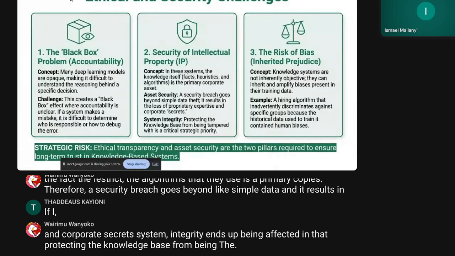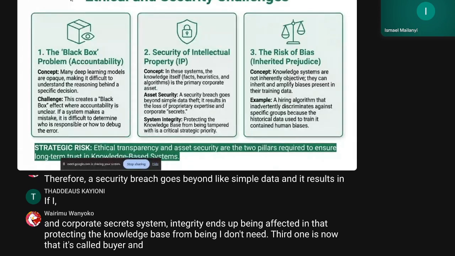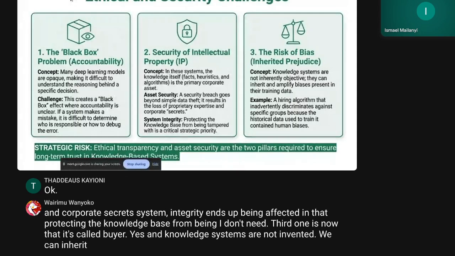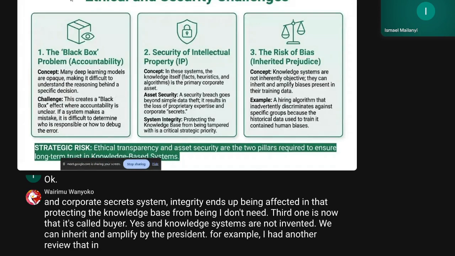Anyway, the third one is the risk of bias. The concept is knowledge systems are not inherently objective. They can inherit and amplify biases present in their training data. For example, a hiring algorithm that inadvertently discriminates against specific groups because of the historical data used for training.